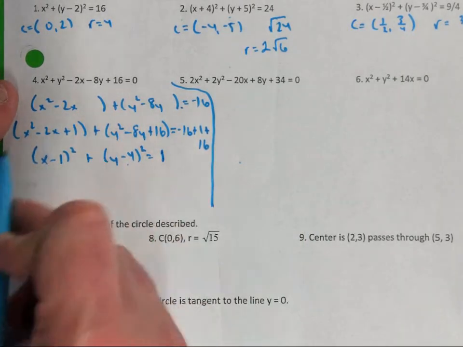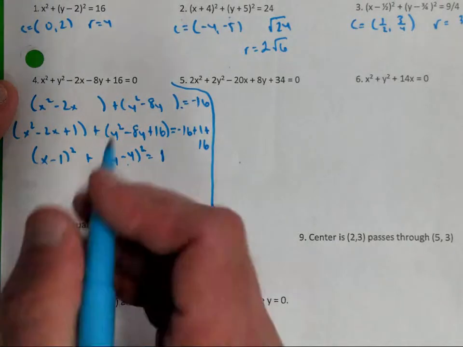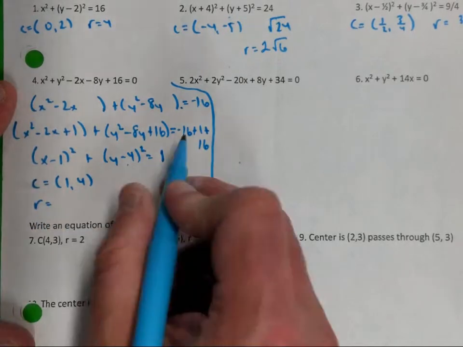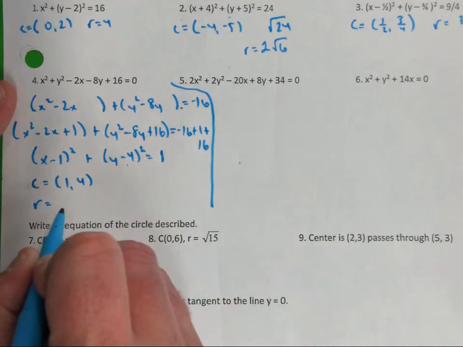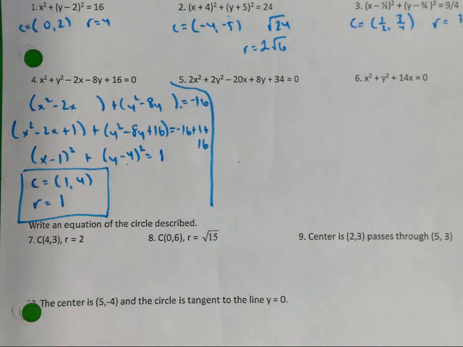Now, once I get to this, can you tell me the center of that circle? What is it? 1, 4. What's my radius? Take the square root of this. What's the square root of 1? There's your answer. The whole reason we're doing that half and square is because you got to get that to look like a form that you can pick the equation from. You can't tell me the equation of that circle when it's in that form.